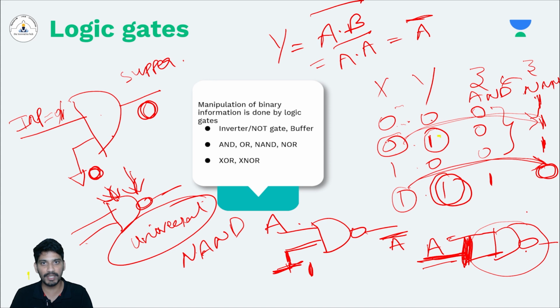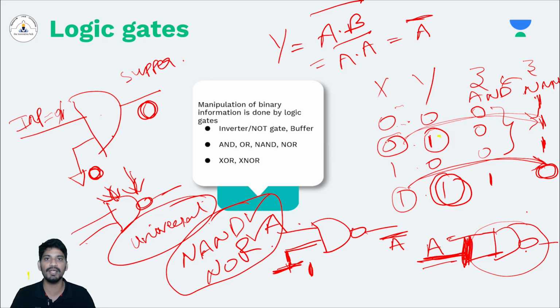Even the same thing can be done by NOR also. But you cannot do these things with AND and OR gates. So those gates are not universal gates. Only NAND and NOR are universal gates. With these two gates, you can implement any logic function inside a computer. So these two are very essential gates.